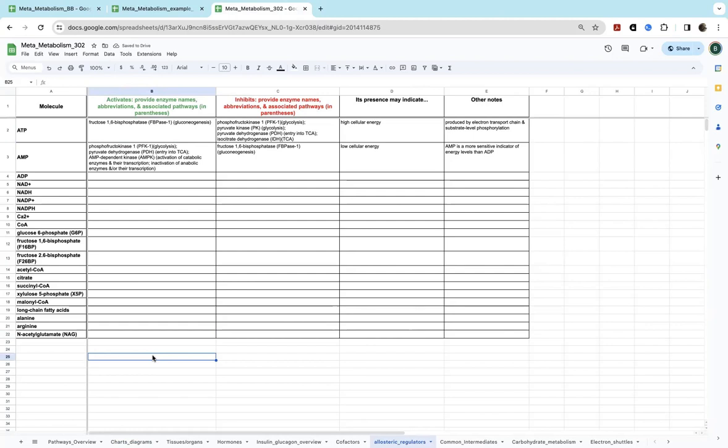So when you're learning these different pathways, take notes on what is going to be regulated by what. You can put down what the enzyme is and what the pathway is involved in. For example, I filled out a couple of rows. If we look at ATP, as I mentioned, this is going to indicate high cellular energy. In this other note column, I just put that it's produced by the electron transport chain, so that would be our aerobic production of it, as well as substrate level phosphorylation.